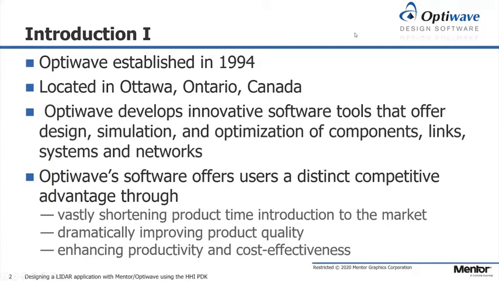So here we have a basic company overview. Optiwave was established in 1994 as a spin-off from National Optics Institute in Quebec. We're currently located in Ottawa, Canada. Optiwave offers a wide range of software for designing components, links, systems, and networks. Our products help users shorten their design cycles, improve product quality, and cost effectiveness.